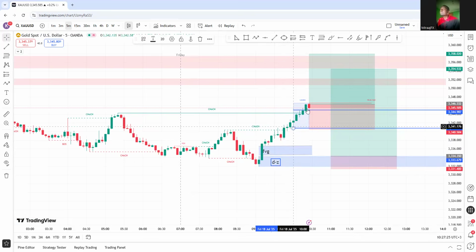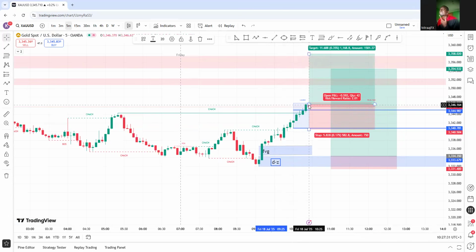But sometimes when the market breaks out like that, it just doesn't come back to this area. So that is basically why I have placed this entry here. That's the aggressive entry, and we're targeting 1:2 risk to reward ratio, and our stop loss is right here.